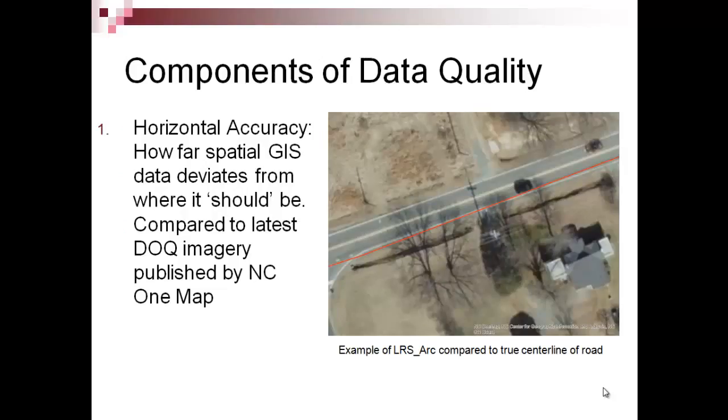When we looked at the actual components of data quality, we saw 3 different components that we were able to measure within the scope of this research. The first one was horizontal accuracy. That's probably the most obvious and probably most pressing for a GIS professional, but it basically measures where the GIS data layer should be, and we compared it to the NCDOT imagery, the imagery provided by North Carolina One Map. So you can see what it looks like here, and we can actually go through and measure this, and I'll talk about some of the techniques that we use to measure this.